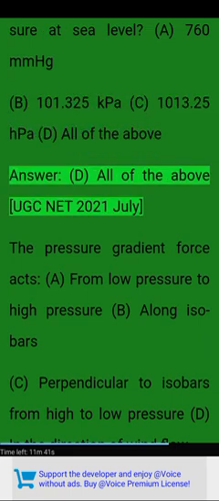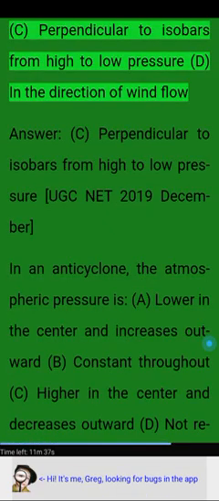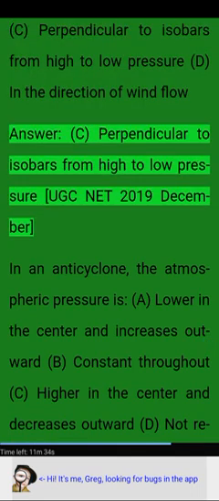UGC NET 2021 July. The pressure gradient force acts: A. From low pressure to high pressure. B. Along isobars. C. Perpendicular to isobars from high to low pressure. D. In the direction of wind flow. Answer: C. Perpendicular to isobars from high to low pressure.